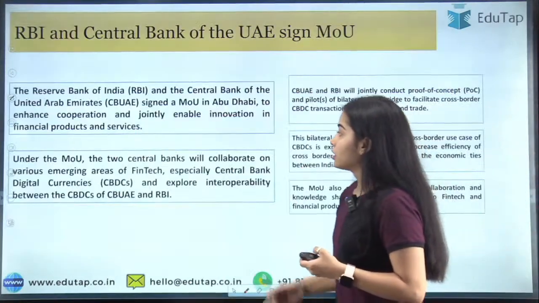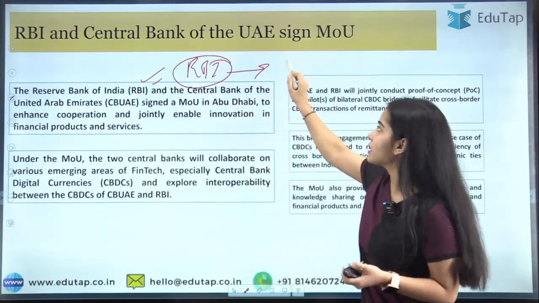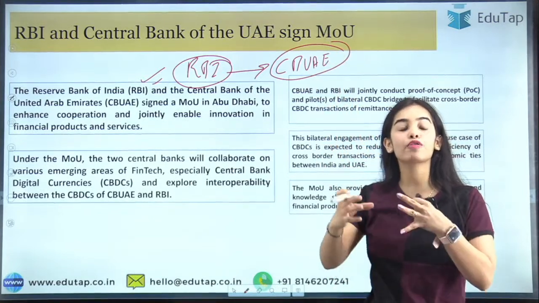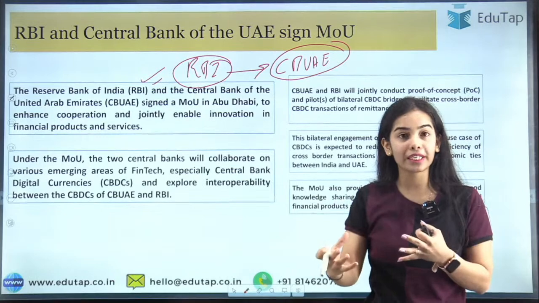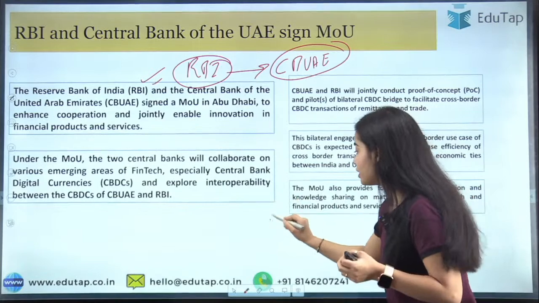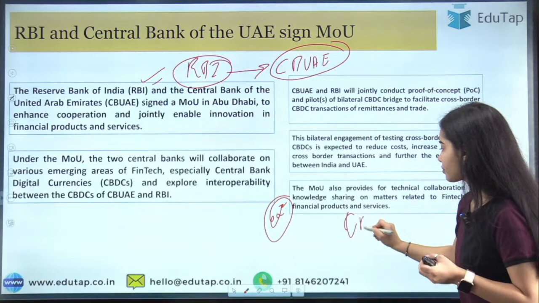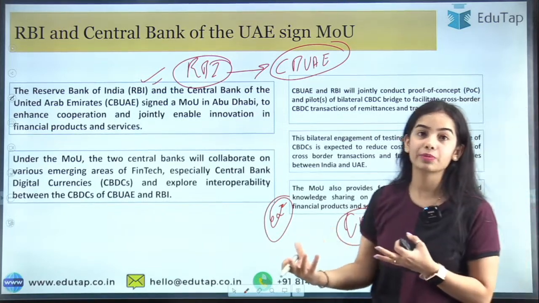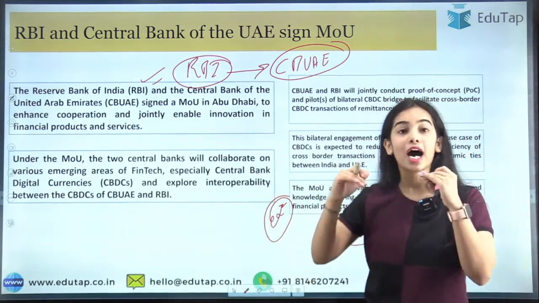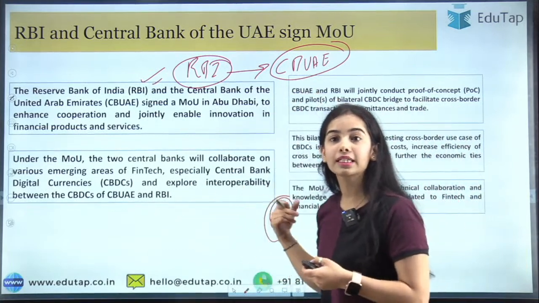I hope you remember that the RBI, the Central Bank of India, and the Central Bank of UAE both collaborated for fintech, especially for CBDCs. Interoperability of the CBDC, the cross-border payments through the CBDC, that is the e-rupee of India and the Central Bank Digital Currency of the UAE. For this the MOU has been signed, and this is a big MOU because RBI has just started working on the CBDC. RBI has just started bringing the CBDC out. So be very careful regarding this.